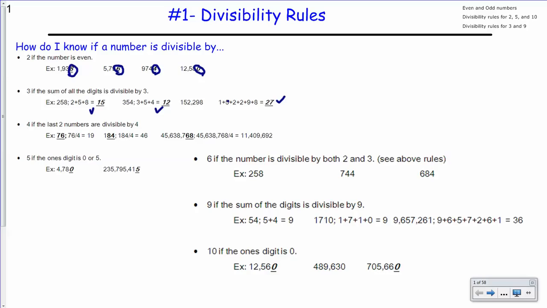For the divisibility rule for 4, if the last two numbers are divisible by 4. So the last two numbers of 76 is 76. So 76 divided by 4 is 19. And 184, 84 is divisible by 4. And this big long number, what do I have? 45,638,768. So 68 divided by 4 is 17. So that works.